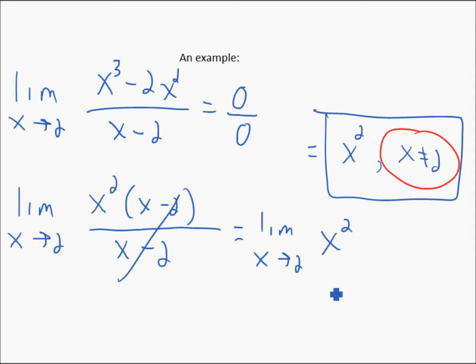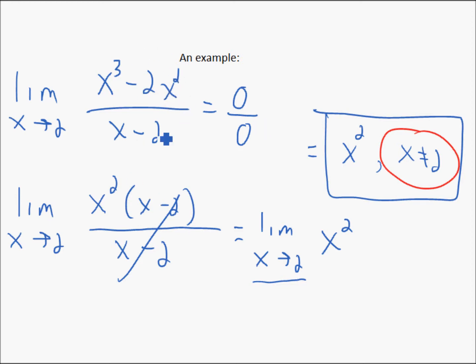And here's the beautiful thing about this. X squared is not the same thing as this function up here. It's the same thing almost everywhere except for one point, at 2. And that's the point that we're headed towards. But remember, with the limit, you don't care what happens at 2. I don't care what happens to this function at 2. It's undefined, that's good and all, but I don't care. I care what's happening as x approaches 2.